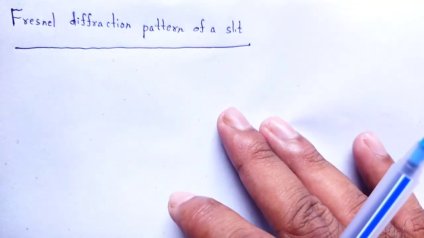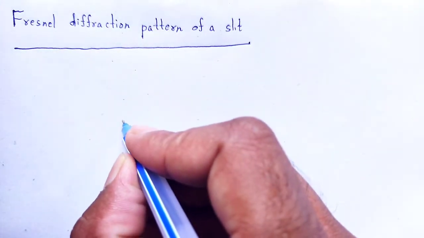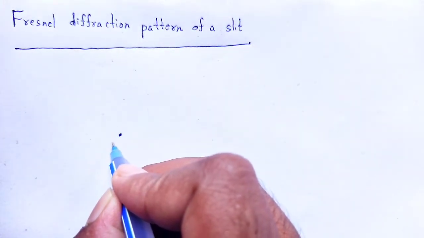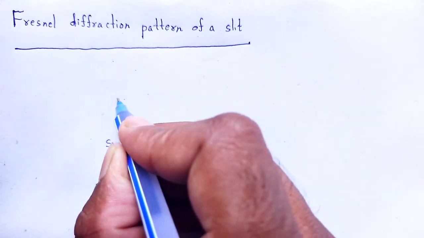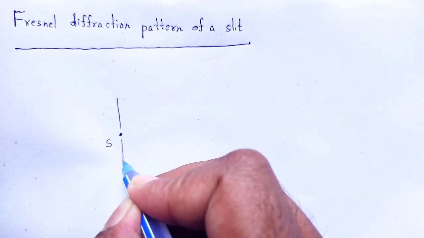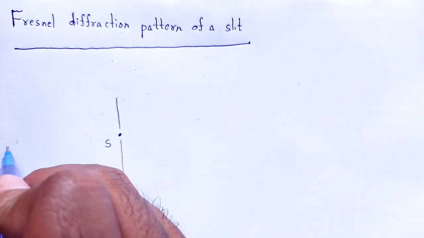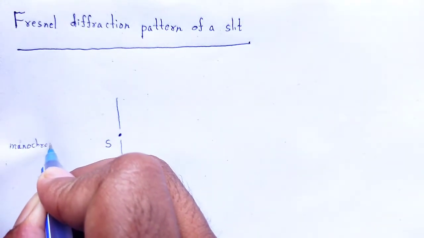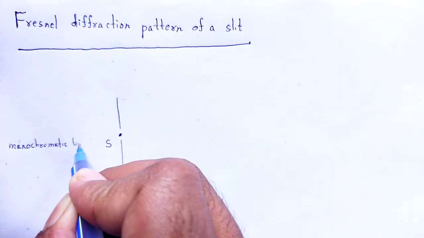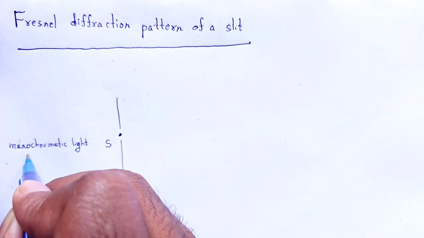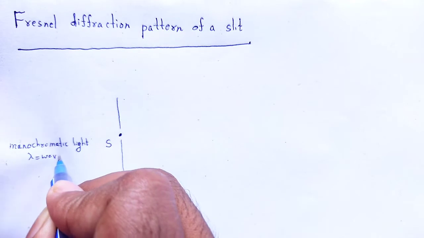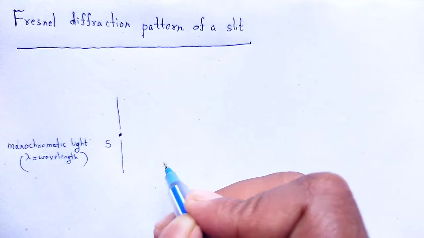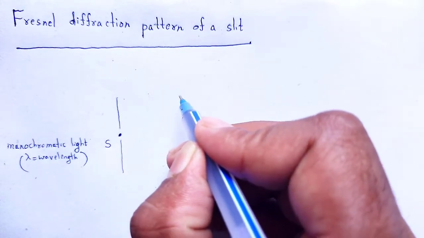Let me consider a source S, which produces a monochromatic light having wavelength lambda, and a rectangular slit.